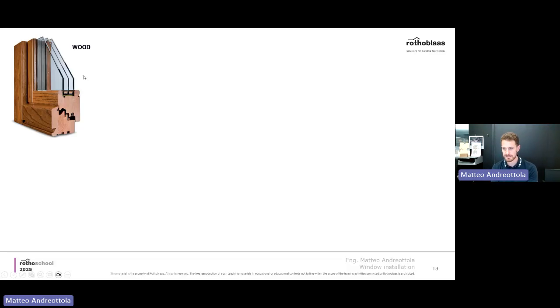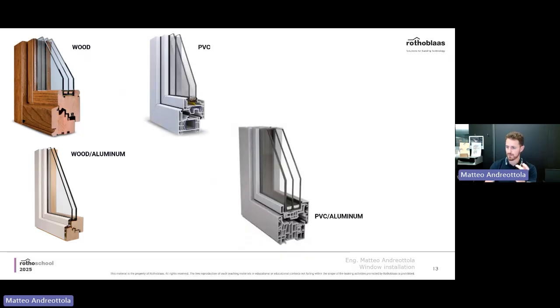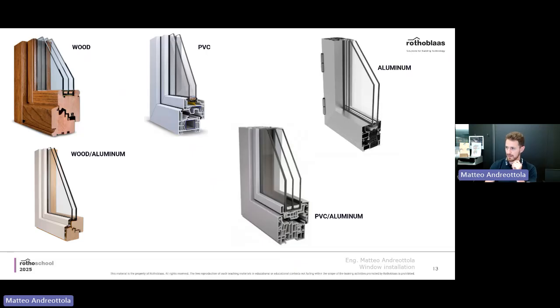So you know that there are very many types of windows, and not only the window itself, but there are very many ways to install the windows. You will see many application possibilities that you have. I'm not saying that one is correct and the other one is not. They are just different ones. And the first thing that you have to see is what kind of material you have. You can have PVC, you can have wood, wood and aluminum, PVC and aluminum, and so on and so forth.